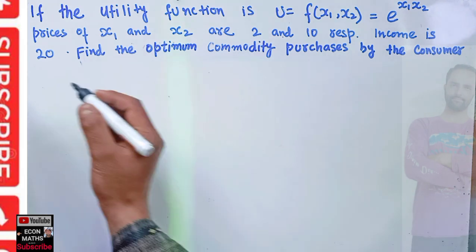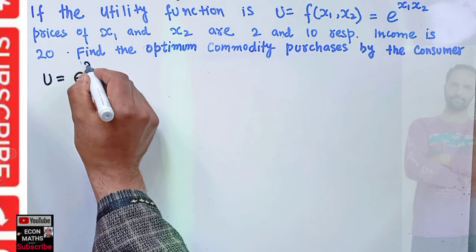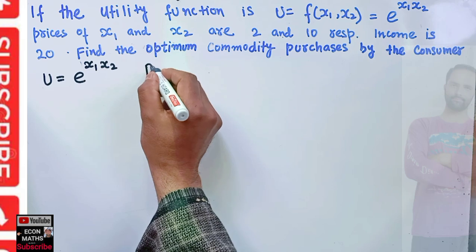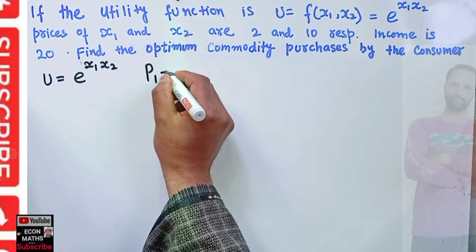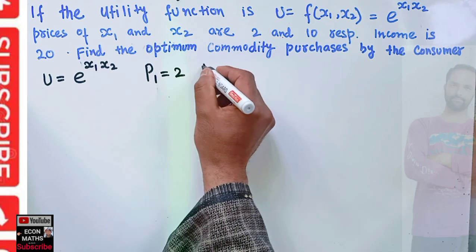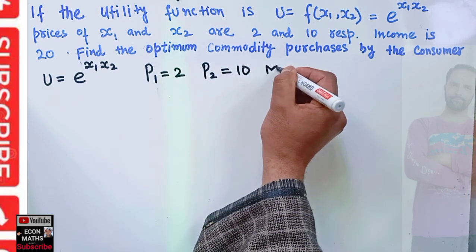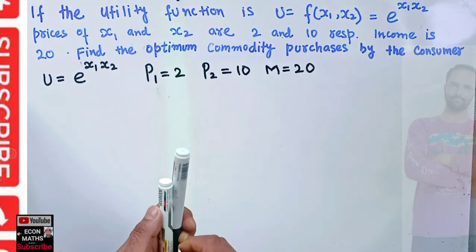So we are given the utility function u equal to e raised to the power x1 times x2. The price of good x1, let's denote it by p1, is given as $2. The price of good 2 is $10, and the income of the consumer is equal to $20. We need to find the optimal consumption bundle.